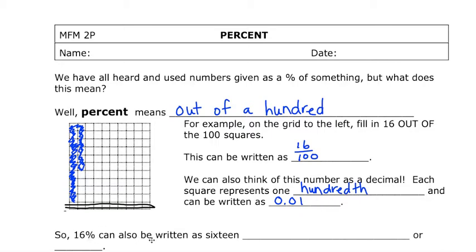So 16% can also be written as either 16 over 100, which is a fraction, or it can be written as 0.16. So that's a decimal number. So we can express 16% as a fraction by writing it over 100, or we can express it as a decimal number, which is 0.16.